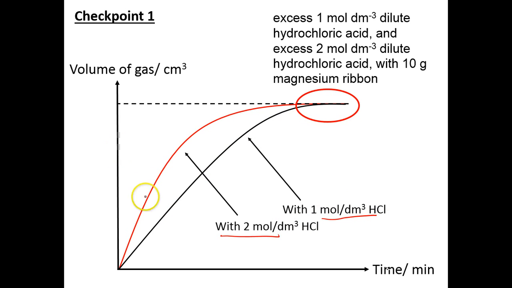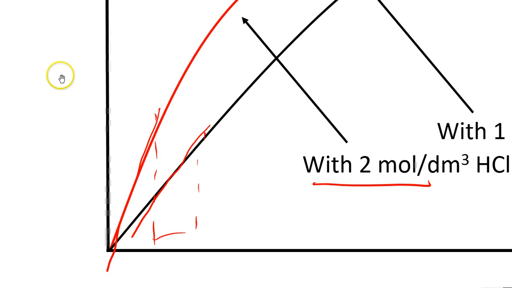And the gradient tells us about the rate of reaction as well. This is a steeper gradient, this is a more gentle gradient. So the steeper gradient tells us that the rate of reaction is actually faster. Right?